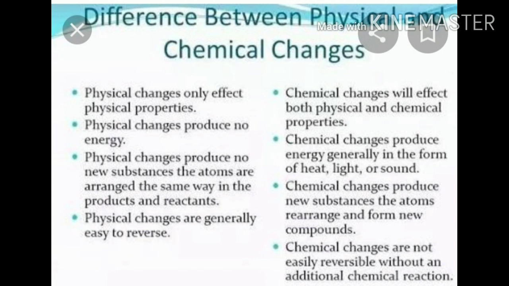Okay, students. So this is about physical change and chemical change. Clear? So this is about the second lesson, Matter Around Us. Okay, thank you, students.